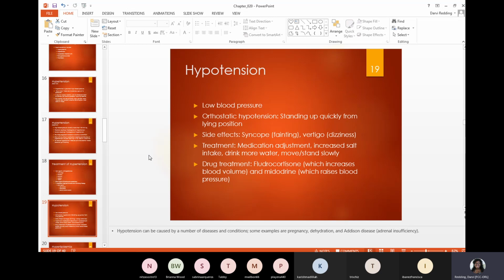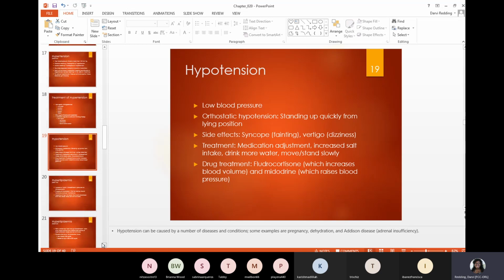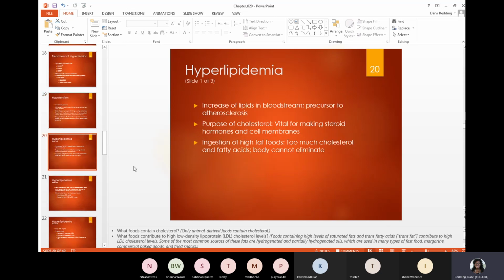These are some examples. Now, hypotension can also be caused by a number of diseases and conditions. Some examples of those would include pregnancy, dehydration, and Addison disease, which is an adrenal insufficiency. These are some examples of hypotension. So now that we've learned the differences between hypotension and hypertension, let's next learn about another cardiac condition, which is hyperlipidemia. So hyperlipidemia means it's an increase in lipids in the bloodstream.